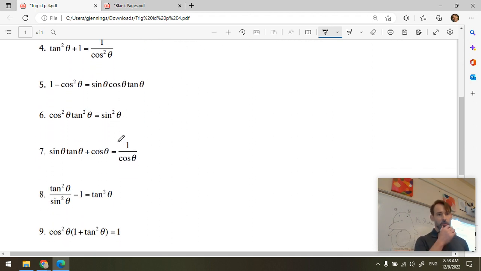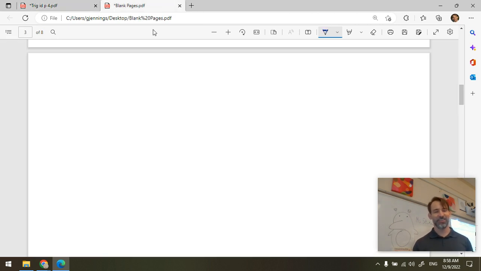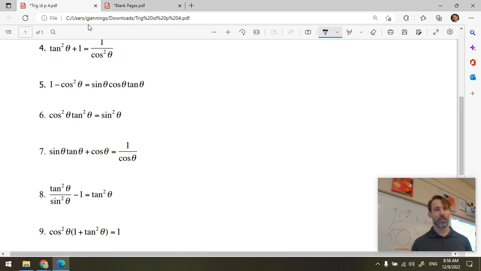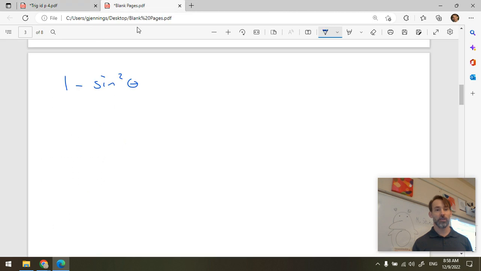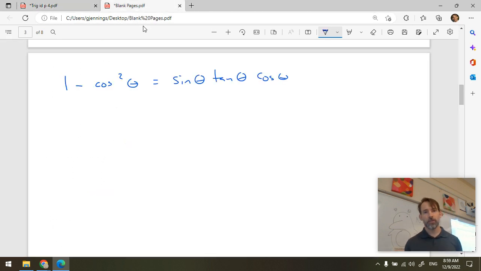Number 5, 1 minus cosine squared theta is equal to sine theta, cos theta, tan theta. Okay, sure, if you say so. 1 minus sine squared theta, was that right? No, 1 minus cosine squared theta. My goodness. I don't think that would have worked. Cosine squared theta is equal to sine theta times tan theta times cosine theta. Right? I think the other two are swapped. Sine theta, cos theta, tan theta. Yeah, but it's multiplication, so it can be in any order. So that's still equivalent.